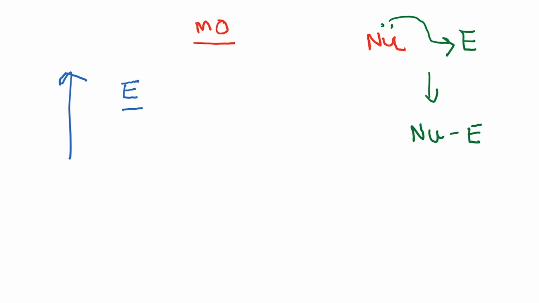But essentially, this is the new bond that is actually being formed between the nucleophile and the electrophile. Okay, so bond formation involves a pair of electrons. So coming back to this molecular orbital picture, if this is energy and this is the electrophile, right? E here denotes an electrophile, right?